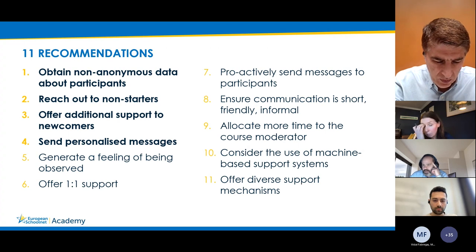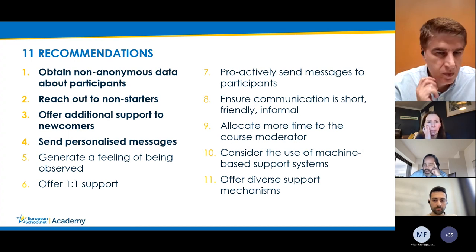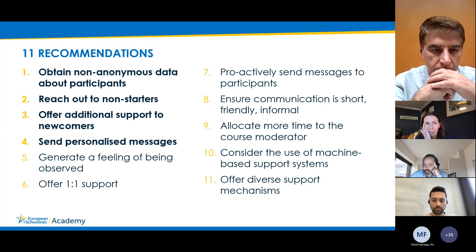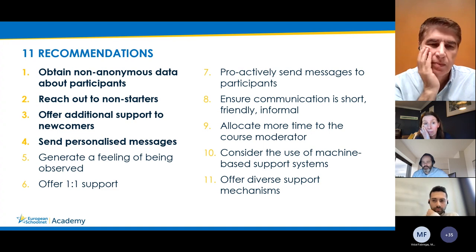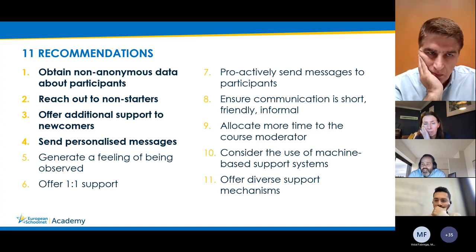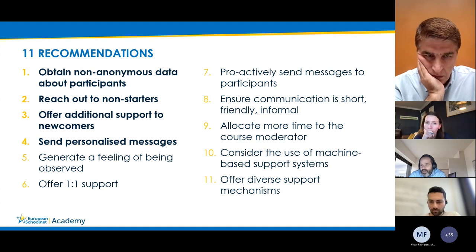Based on this experience in this course, in this project, we came up with 11 recommendations. And the first recommendation was really to obtain non-anonymous data about participants, which of course raises many other problems, but in order to be able to do something like this, you need to have that kind of data. You need to be able to associate these data pieces to the individuals on the course.